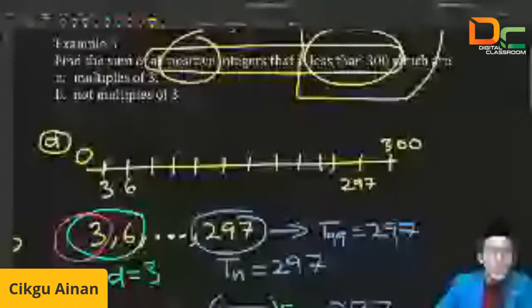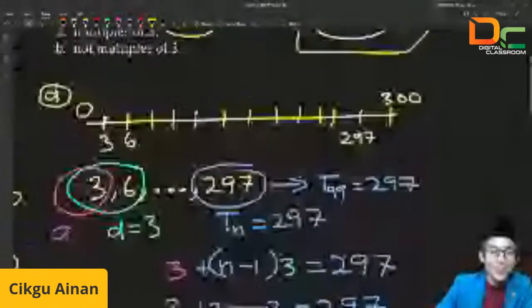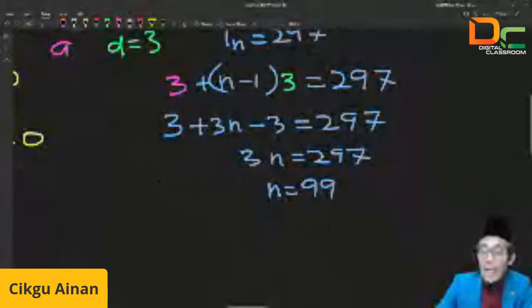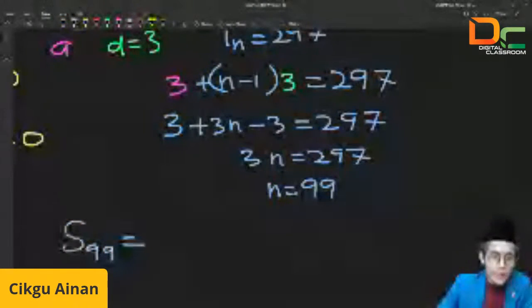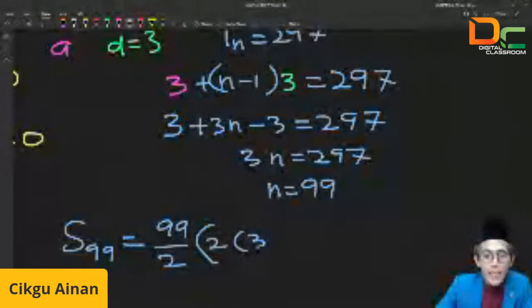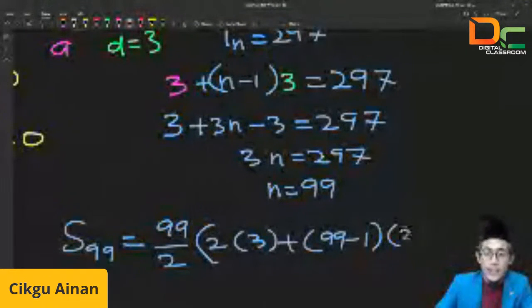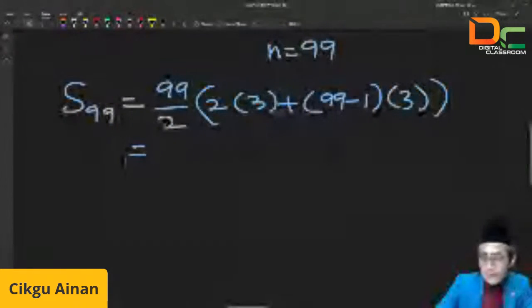Find the sum of positive integers, but this is not the question. The question is asking for the sum of all positive integers that are multiples of 3. So we are going to find the sum until 99. S99 equals what? 99 over 2, double the A, which is 3, plus N minus 1, that is 99 minus 1, multiplied by the common difference. The common difference was 3. Then close. Okay, for this one you use a calculator.